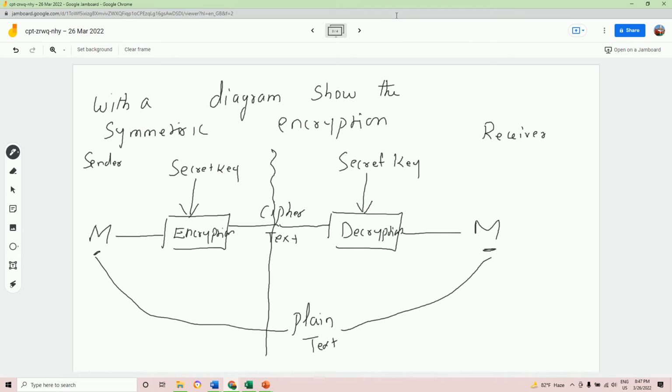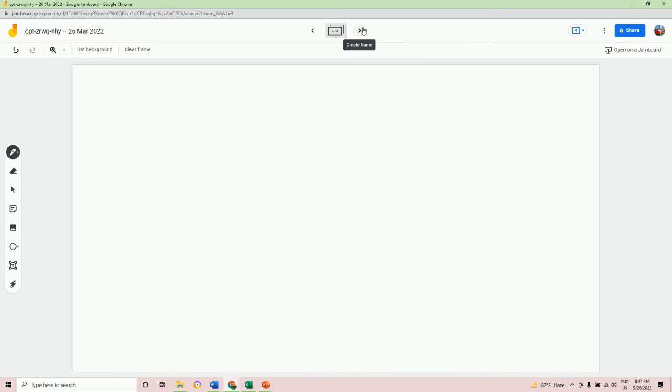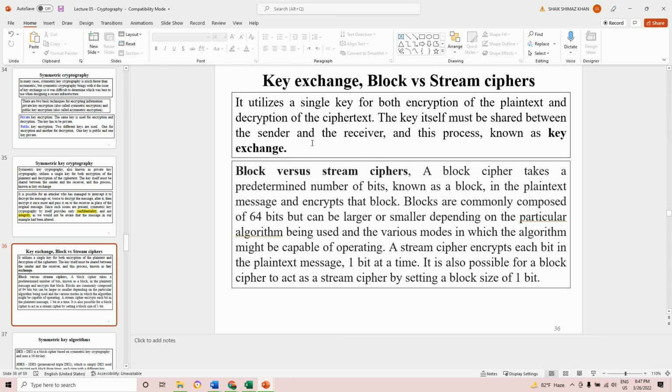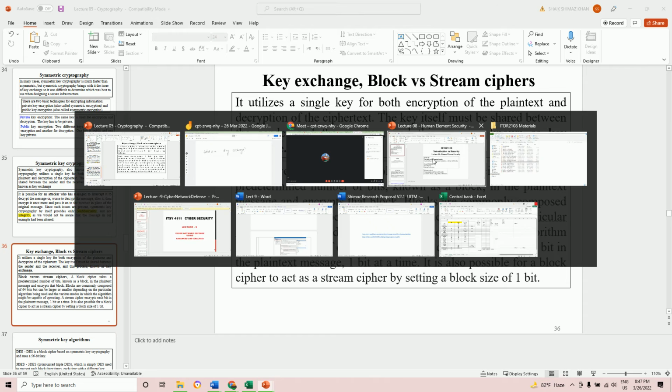So what is a key exchange? So here you can see the key has to be shared between the sender and the receiver. This process is known as key exchange.